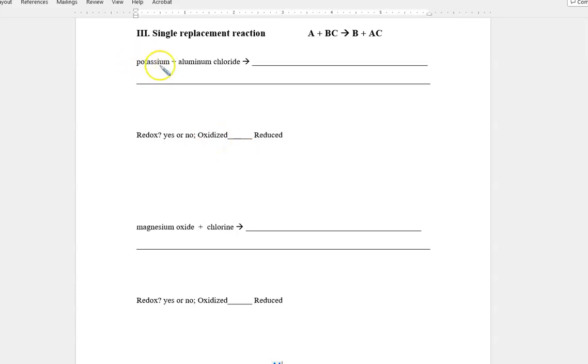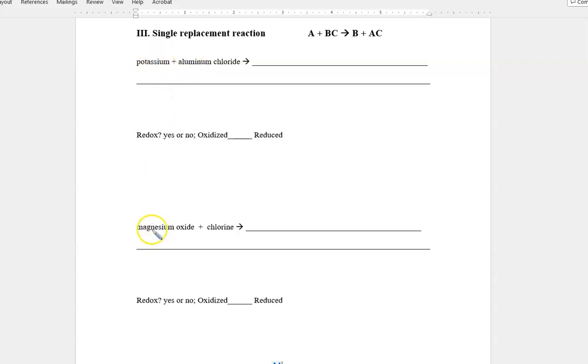So how are you going to know what gets displaced or replaced in a reaction? Notice in this first example, you've got potassium, which is the single element, and you've got the compound of aluminum chloride. How are you going to know what to put back together and what gets what I call kicked out? It depends on what this is. If this is a metal, it is going to replace the metal in the compound. So basically the aluminum and the potassium are going to switch places.